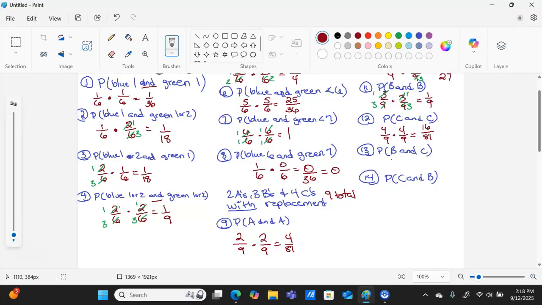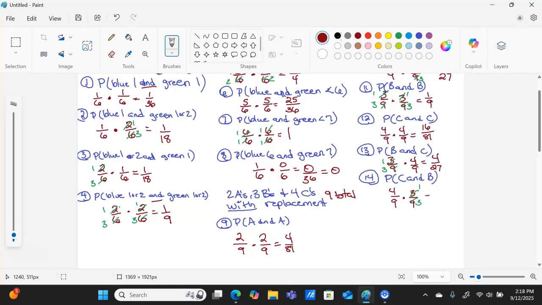B and C, so a B would be 3 out of 9, C would be 4 out of 9. Let's reduce our first fraction here to 1/3. And so we're going to get 4 out of 27. And then finally a C, and then a B. And we have the same thing that we had in the one before it.